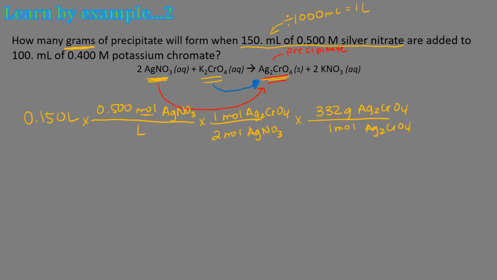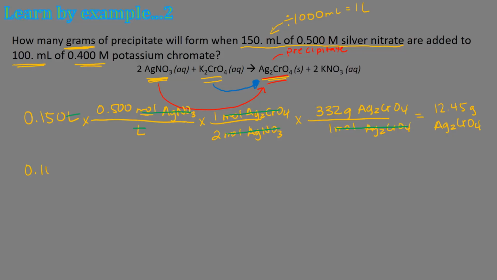All right, so moles of silver chromate will cancel with moles of silver chromate, moles of silver nitrate with moles of silver nitrate, and then liters of silver nitrate solution with liters of silver nitrate solution. So for this one, I end up getting 12.45 grams of silver chromate. And then I have to still do this other one.